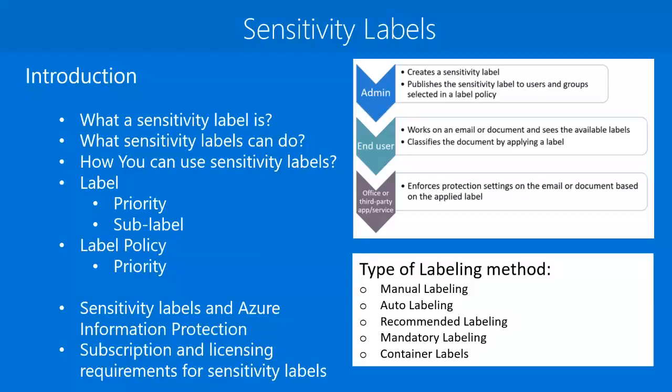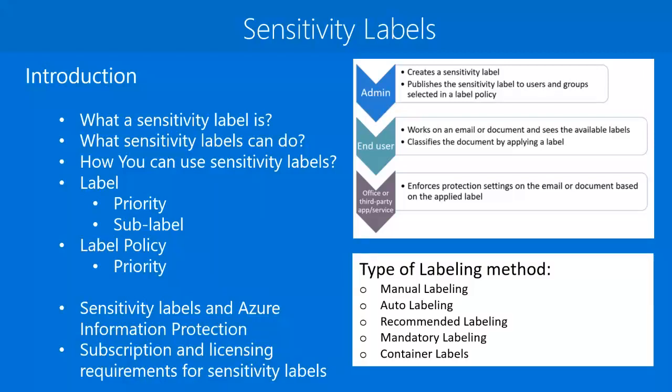Then we have mandatory labeling. In similar way as recommended labeling, in mandatory labeling, you define a criteria where a sensitivity label will automatically be applied to a document when there is a match on that particular criteria. And then we have container label, which is applicable to the Office 365 groups.